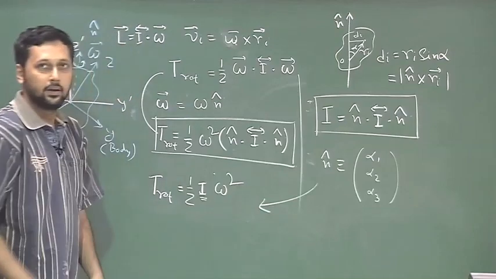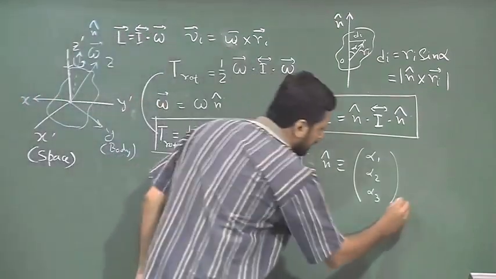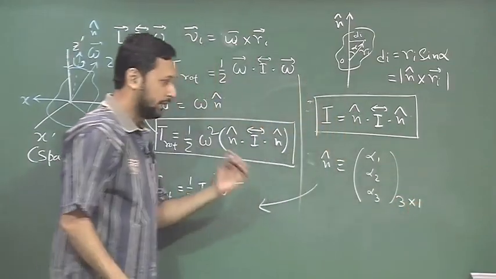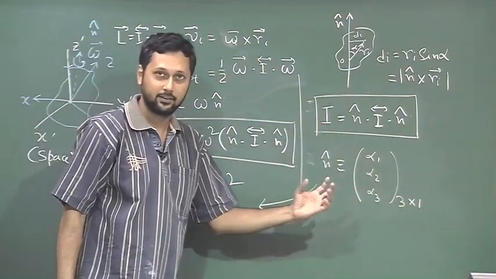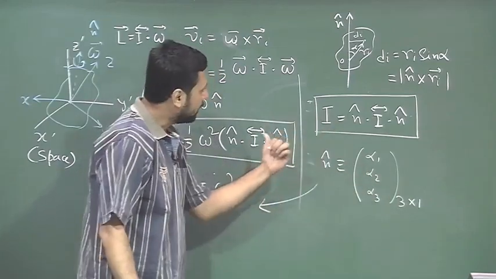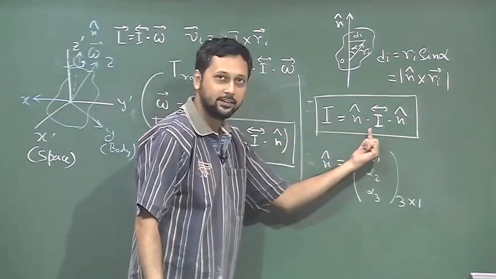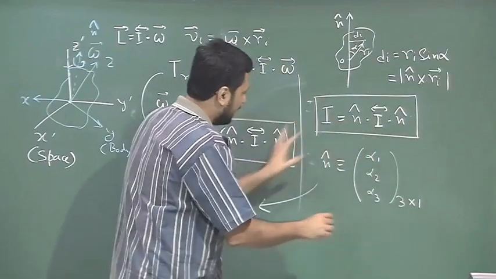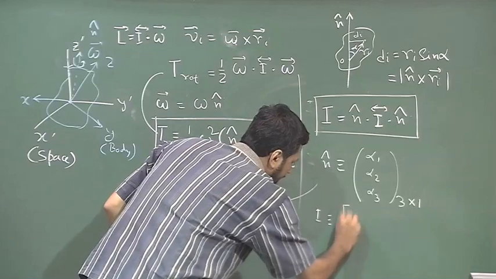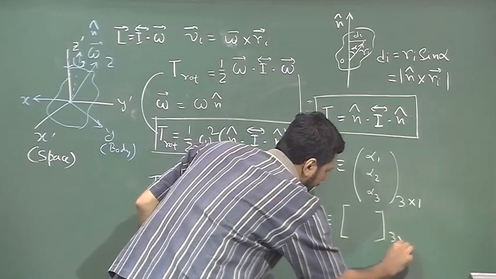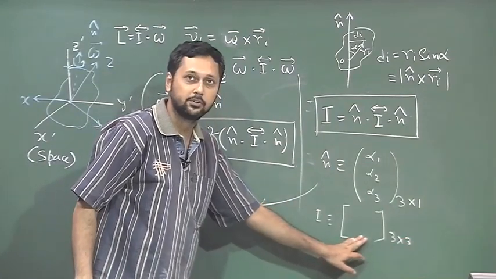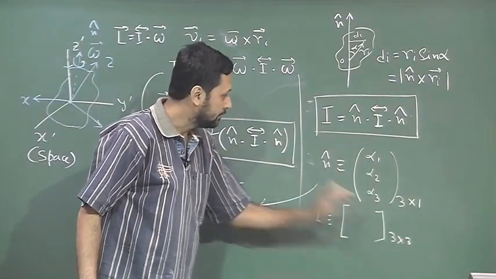Okay. And so, this is a 3 cross 1 vector, a 3 cross 1 matrix. A vector is a 3 cross 1 matrix. Now, when we operate a vector from the left hand side of I, and I, as we know, is a 3 cross 3 matrix. We will discuss specific properties of this 3 cross 3 matrix very soon.